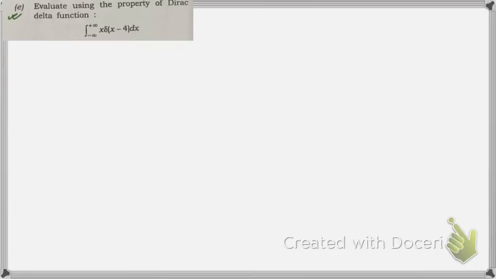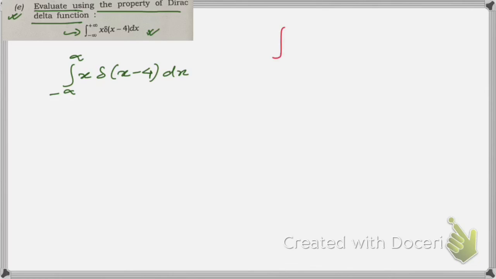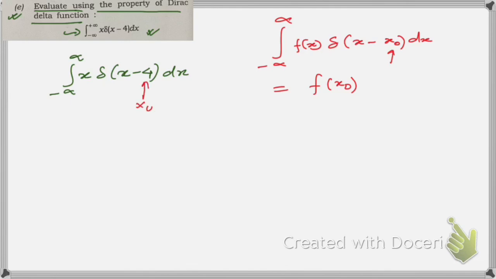Now let's solve the next question. Evaluate using the property of the Dirac delta function. So let me find the integration, evaluate this integral: minus infinity to plus infinity x delta of x minus 4 dx. Here we're going to use this property that the integral from minus infinity to plus infinity of f of x delta of x minus x naught dx is always equal to f of x naught. Whatever the value is there, if you compare with this one, here 4 is our x naught, right?